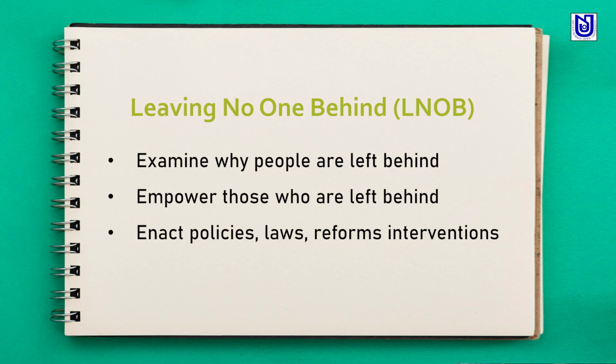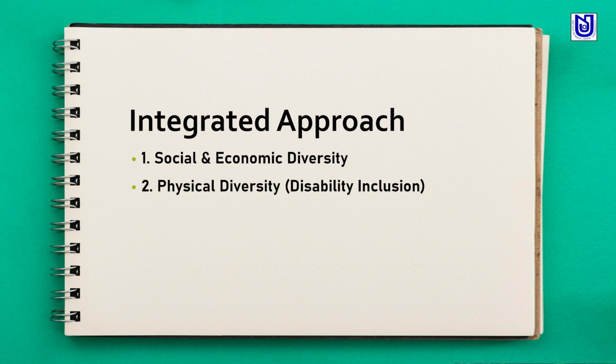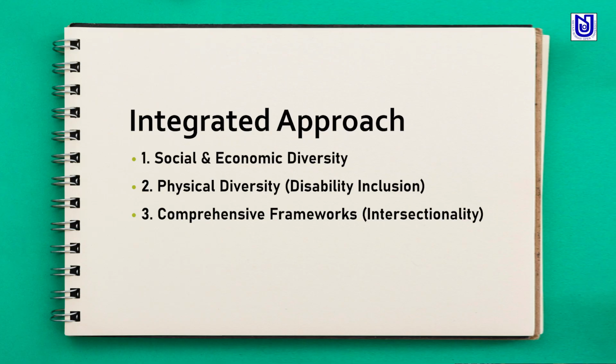When we come to the question of understanding the United Nations Sustainable Development Goals through the lens of socio-economic and physical diversity, we need to review the following sections very carefully and briefly. 1. Social and economic diversity means marginalized communities, poverty and income inequalities. 2. Physical diversity means disability inclusion. And 3rd, a comprehensive framework, that is intersectionality.